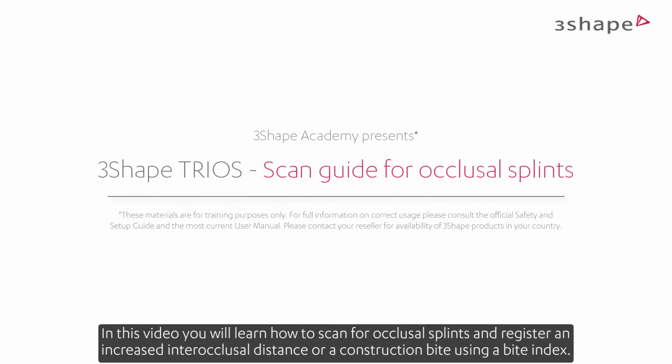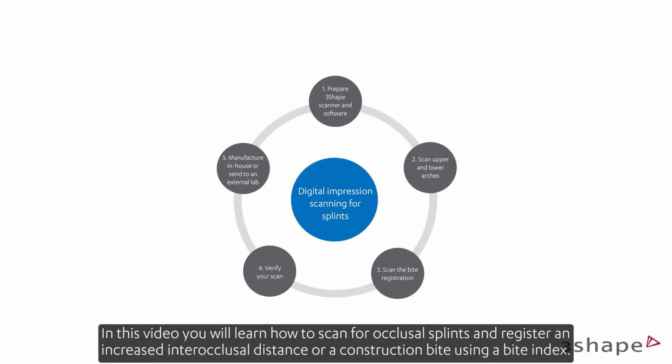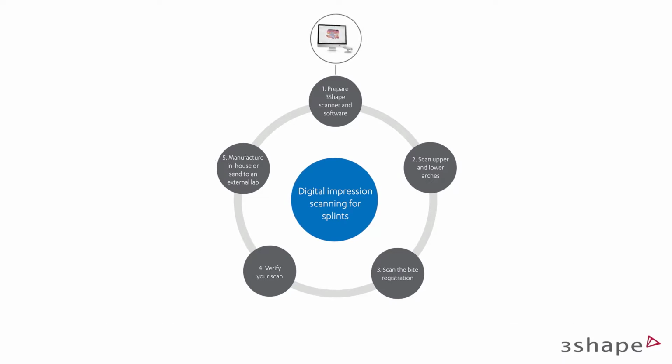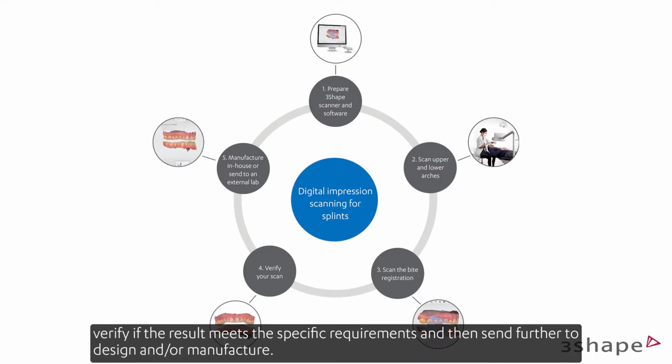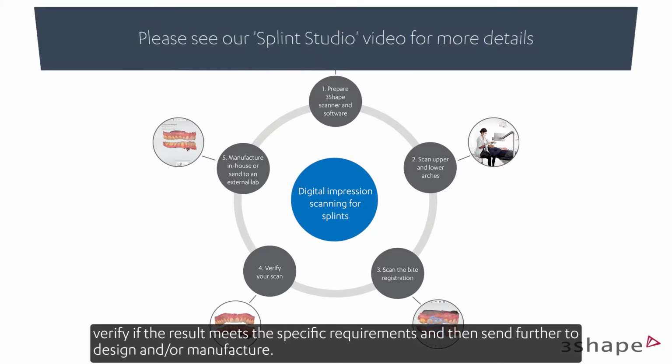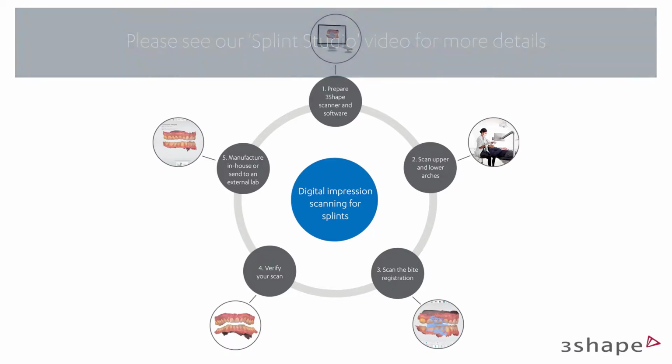In this video you'll learn how to scan for occlusal splints and register an increased interocclusal distance, or a construction bite, using a bite index. The general workflow presented here is to scan both jaws and the bite, verify if the result meets the specific requirements, and then send further to design and/or manufacture.